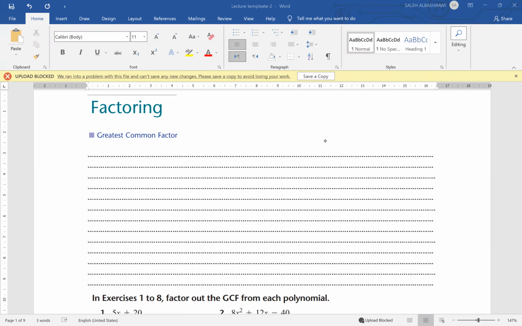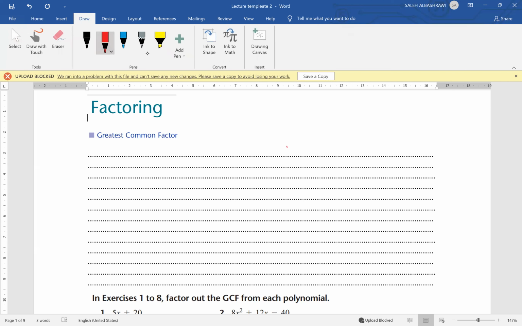For example, if we have the number 12, it can be written as 2 multiplied by 6, or it is 2 to the power 2 times 3. So we say that 12 is factored out, or written as multiplication of factors. These numbers, 2 or 2 and 3, are the factors of the number 12. The same idea can be applied to polynomials.